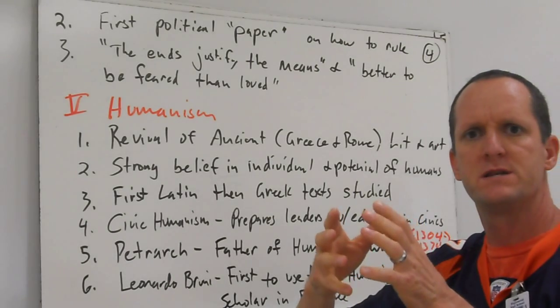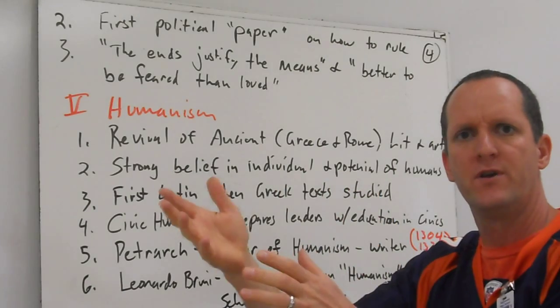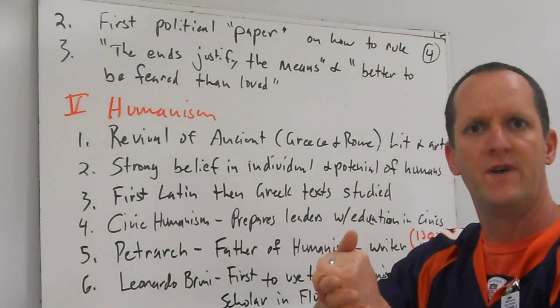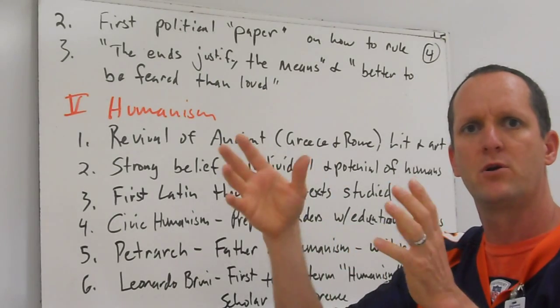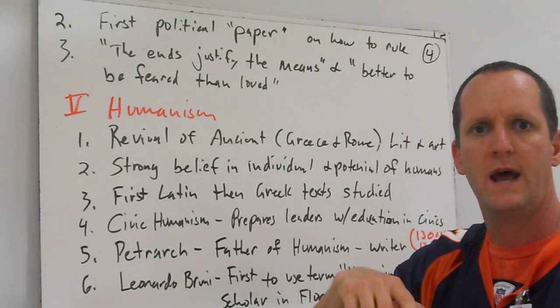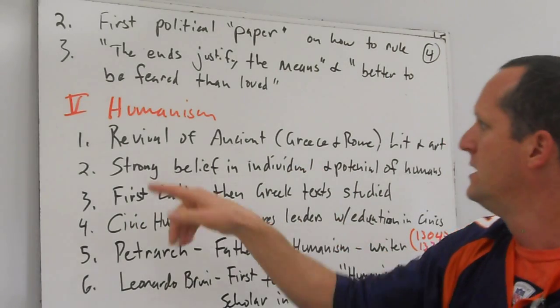So he wrote this, saying, I don't have much to offer you in the way of money or jewels, but let me offer you advice. So this was the first political paper that emphasized how to rule and how to dominate your subjects.